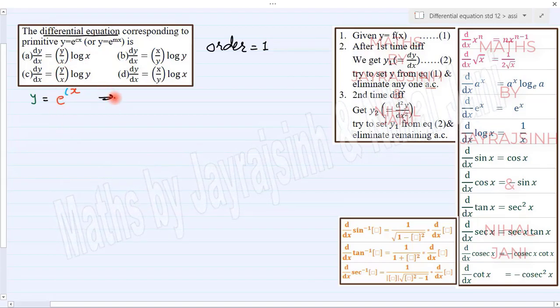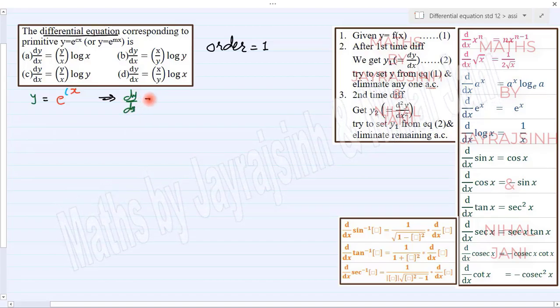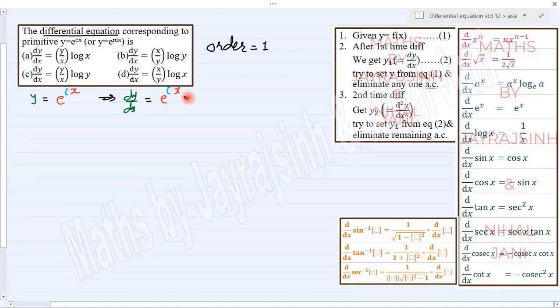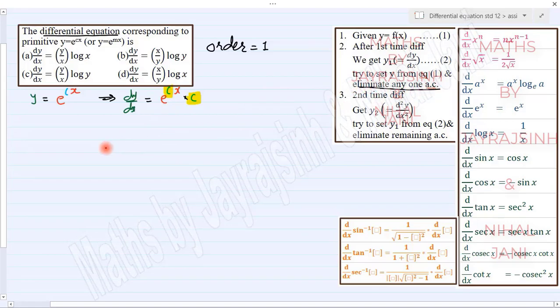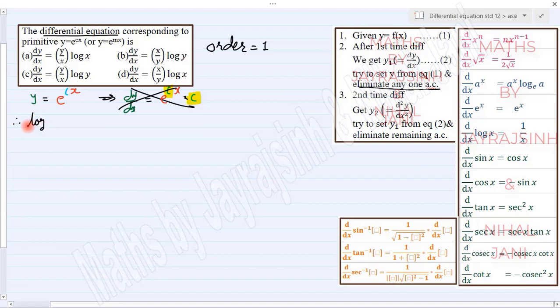Now, if we differentiate directly, we will get dy by dx is equal to e raised to cx into the coefficient of x, which is c in this case. So as you can see, our arbitrary constant appears at more than one place, which is not preferable because we have to eliminate our arbitrary constant. So we can say this is not the correct way. So it is preferable that before we go for the differentiation, we take log on both sides.